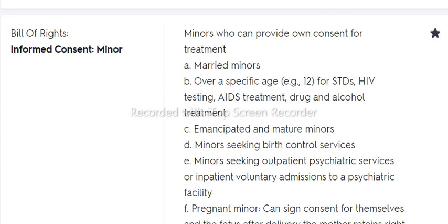Bill of Rights. Informed consent. Minor.